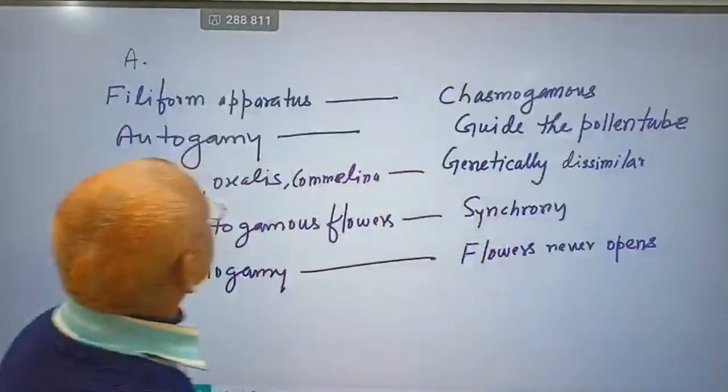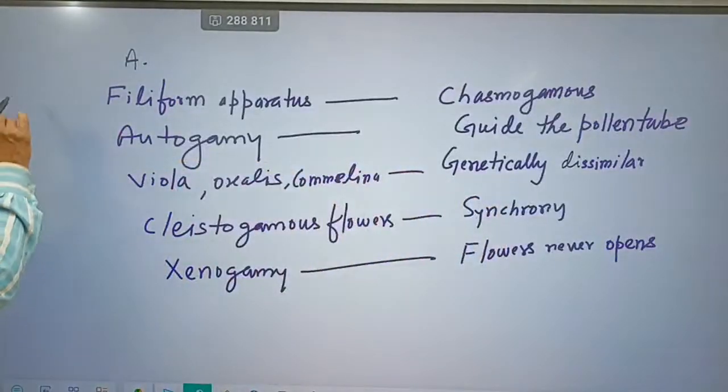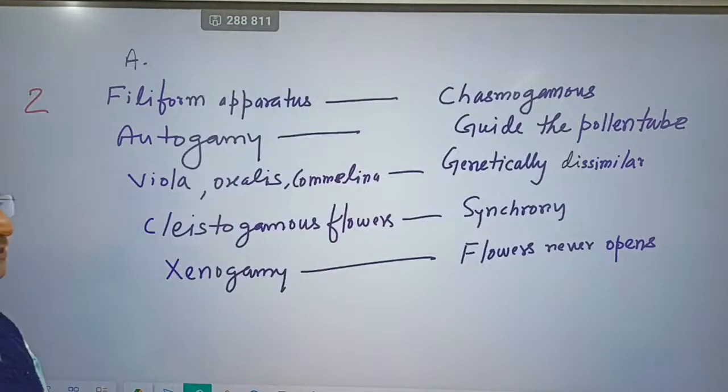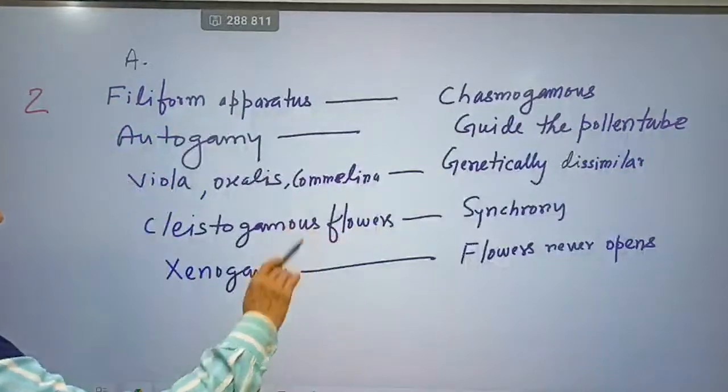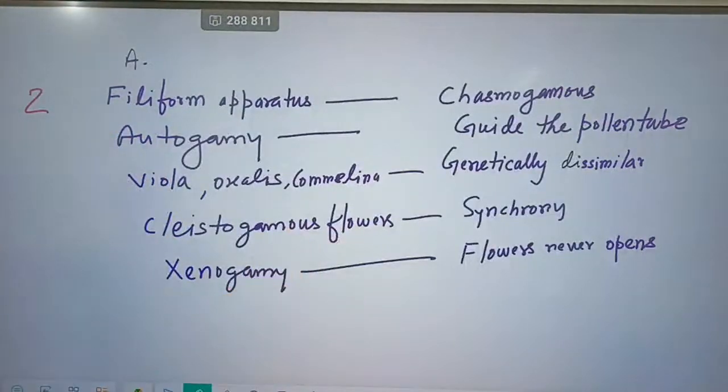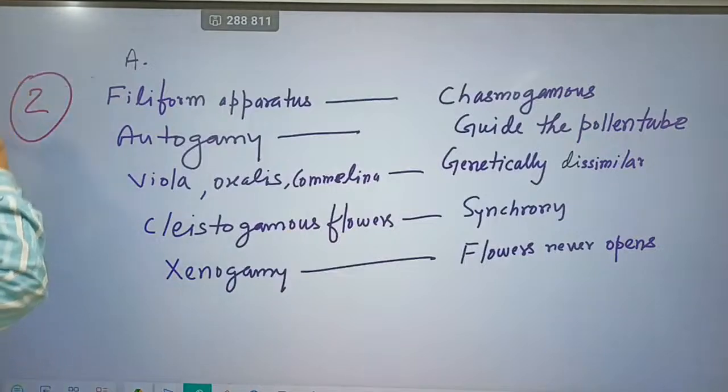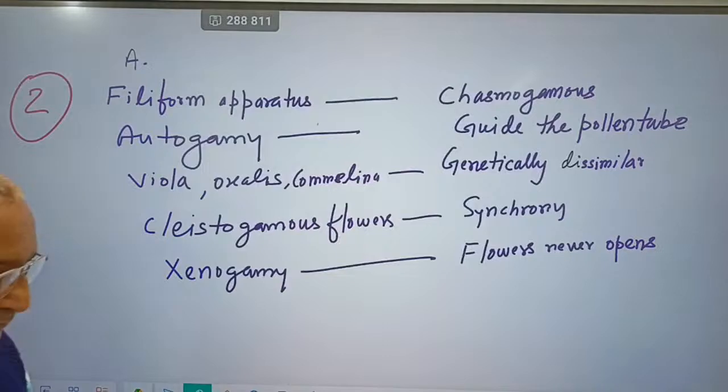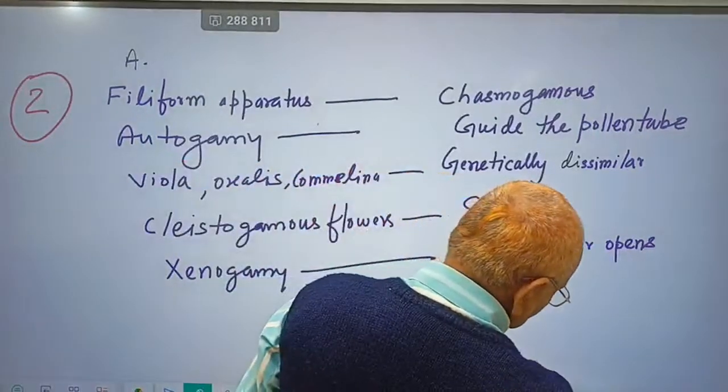Next question, question number 2. You have to match filiform apparatus, autogamy, Viola, Oxalis and Commelina, and genogamy against chasmogamous flowers, guide the pollen tube, genetically dissimilar, synchrony, cleistogamous flowers, and flowers never open. So you match it. Done?